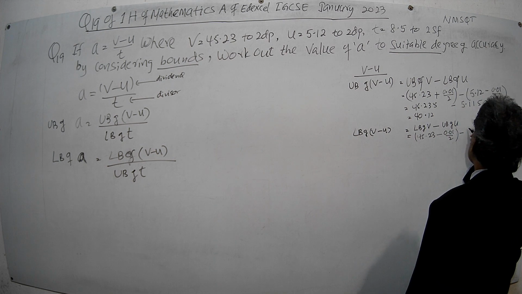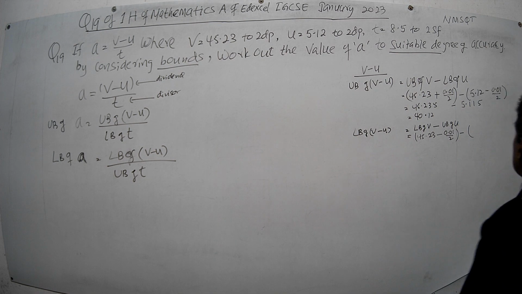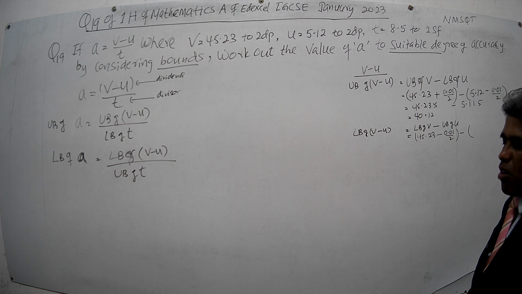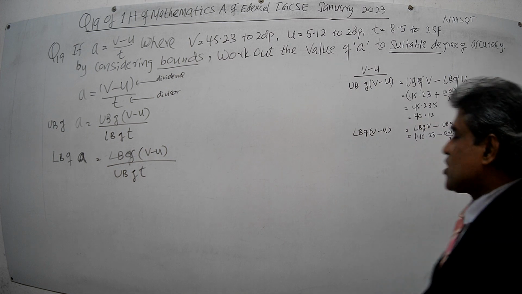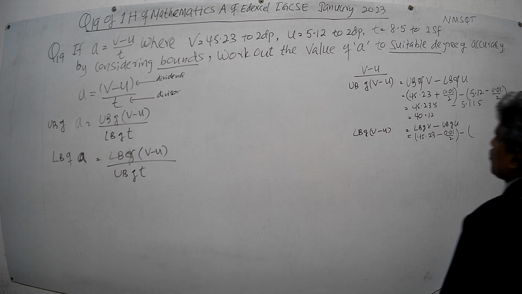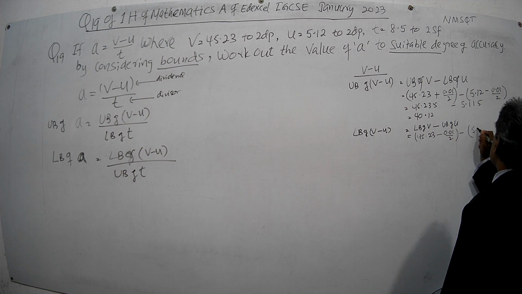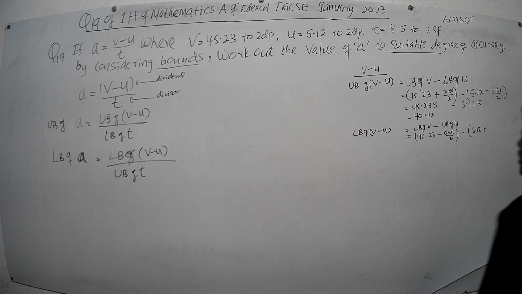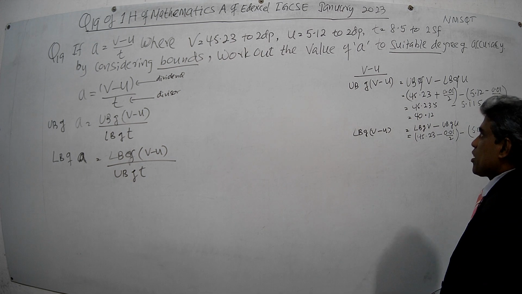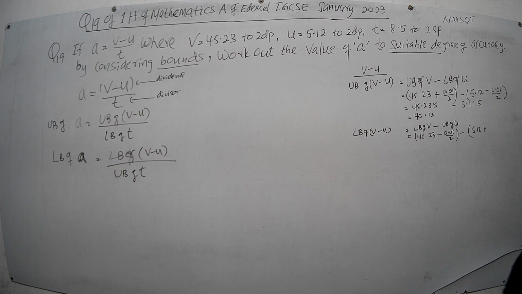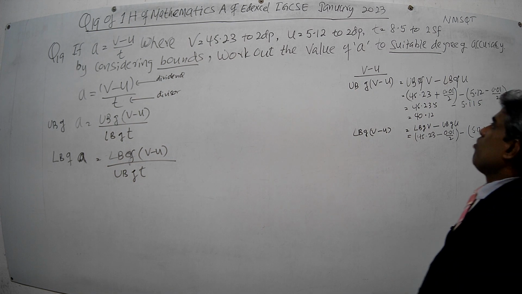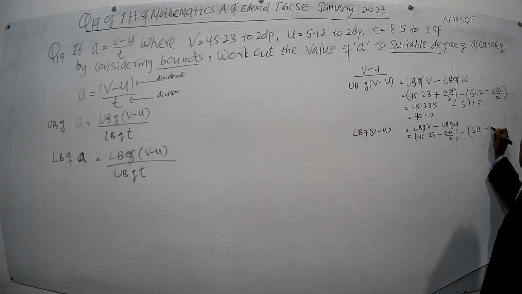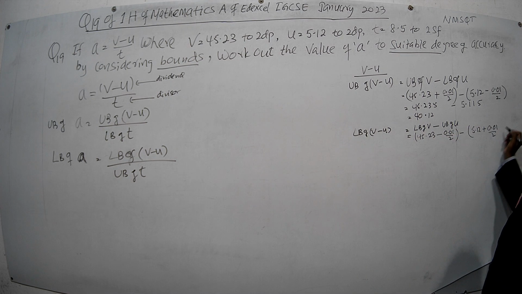Then minus the upper bound of U, which means the upper bound of a single corrected value. The relevant formula is upper bound equals corrected value plus degree of accuracy over 2. The corrected value of U is 5.12, then plus the degree of accuracy, also correct to two decimal places. Therefore the degree of accuracy to be used is 0.01, divided by 2.